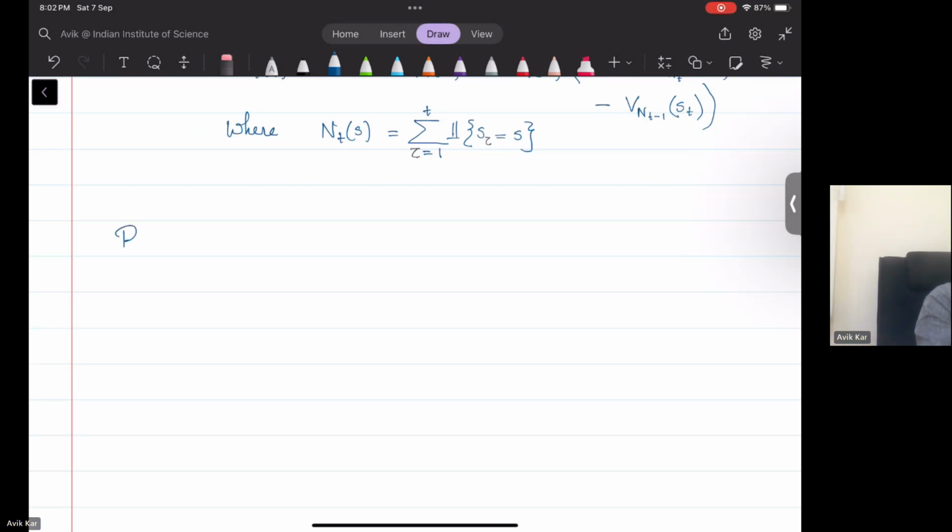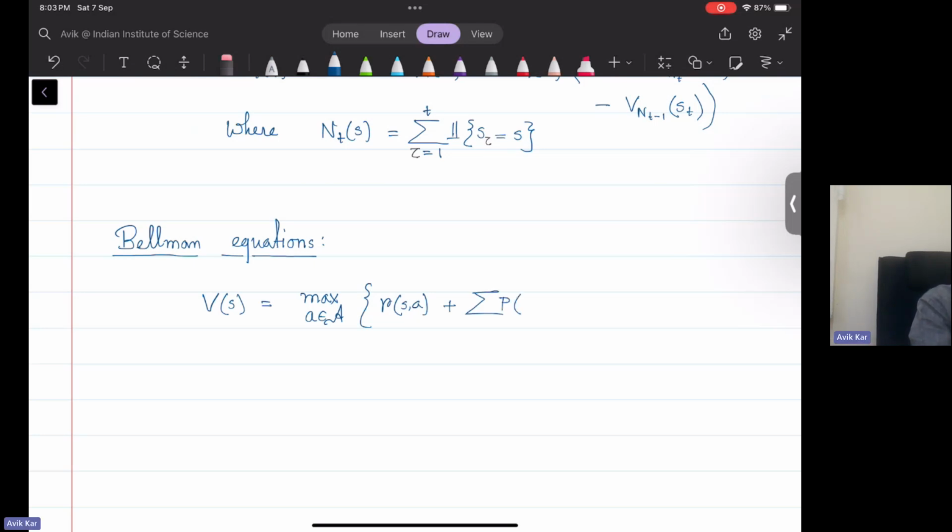Bellman equations. First one is V of x equals max over actions of the reward plus gamma times the expected next state values. So this is the Bellman equation written in terms of values.